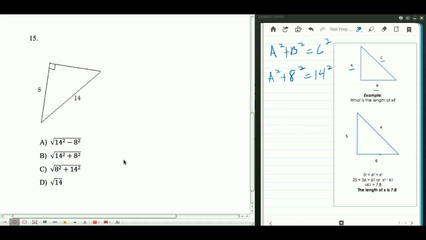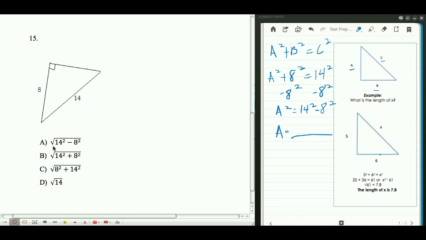Does that look like anything there? Now remember, they want us to figure out how to solve it. So in order to get a squared, or actually a, is equal to whatever, we need to get this 8 squared over on this side. In order to cancel that out, we want to do the opposite of addition, which is subtracting 8 squared from both sides. So that means we have a squared is equal to 14 squared minus 8 squared. Does that look like anything? 14 squared minus 8 squared kind of looks like that one.